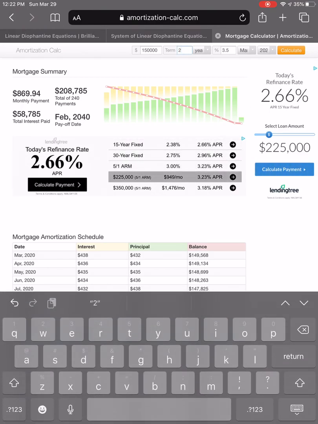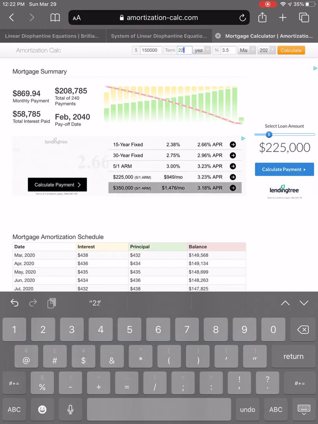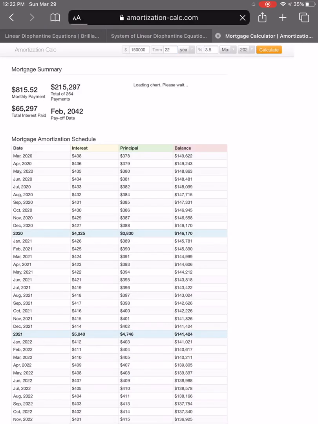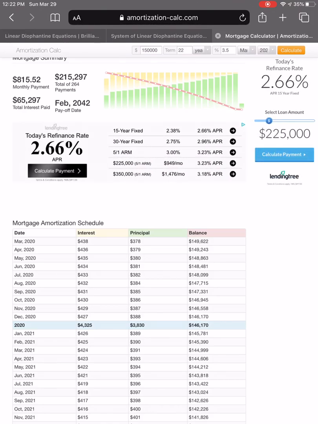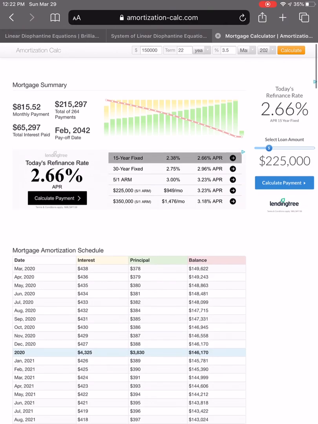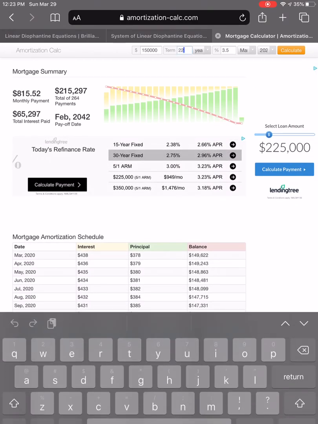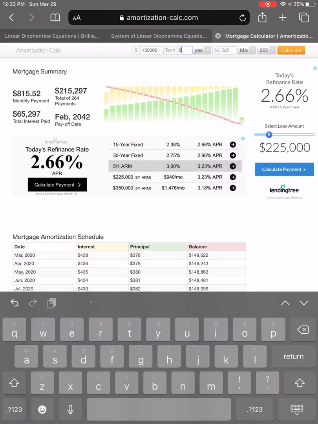Maybe we try, but we're not far off, so we'll try 22 years. Here, calculate that. $815. We're paying a little bit more than that, so it shouldn't take us as long as 22 years. So let's try one more. Right between 20 and 22 is 21.